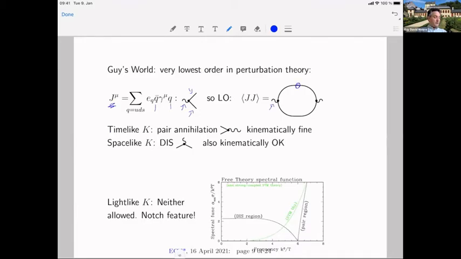And then you're squaring that amplitude. So if you want to think about it this way, you cut this diagram. And here's an amplitude, and here's a conjugate amplitude, and you're squaring it to find a way of producing a photon. And in the space-like region, you're doing inelastic scattering. And in the time-like region, you're doing pair annihilation. And at the very, very lowest order, there's actually a notch feature here where the spectral function goes to zero. And sadly, this is exactly the point that you need to understand for photon production. And so the lowest order description just doesn't describe photon production.